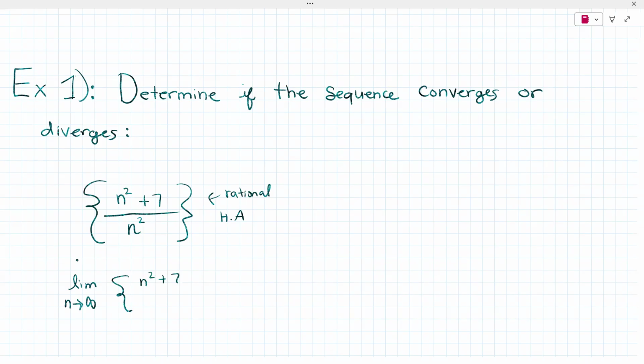So you need to know your 3 rules of the horizontal asymptote. You pick the highest term on the numerator and the highest term on the denominator, and then you apply your 3 rules. The highest term on the numerator is n squared, and the highest term on the bottom is n squared. Look at the degrees. What do we know about when the degrees are the same? We use the coefficients. The top has a coefficient of 1, and the bottom has a coefficient of 1. So your limit is just 1. And it's an actual value, so it converges.